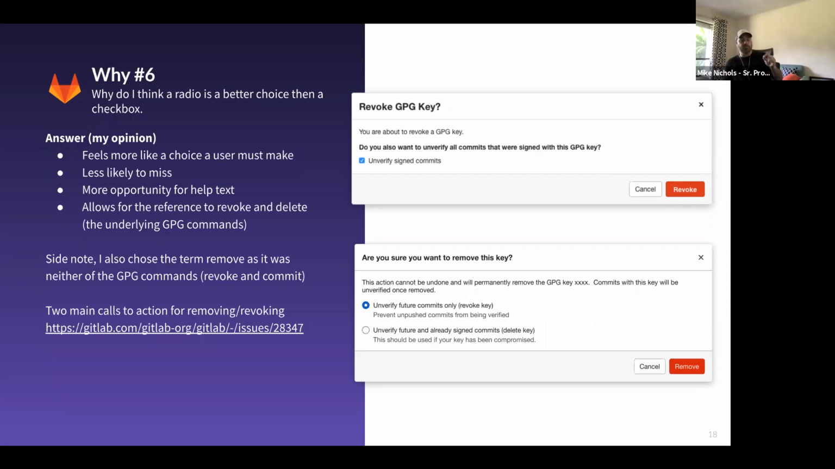Since there are 2 choices, there is more opportunity for help text. And if you really do know your GPG commands, if you're a very advanced user and understand those things, it gives us the chance to reference revoke and delete, which are the actual commands, so it might trigger that. Also, side note, I chose to use the word remove instead of revoke because it was neither revoke nor delete, which are the actual commands. So I think the process should be that it's the third one, since revoke and delete are reserved terms, since they're the technical commands there.